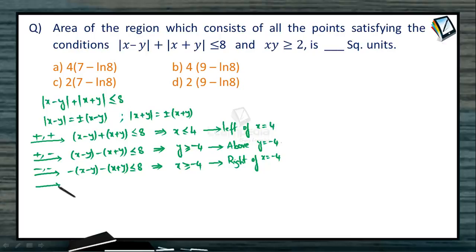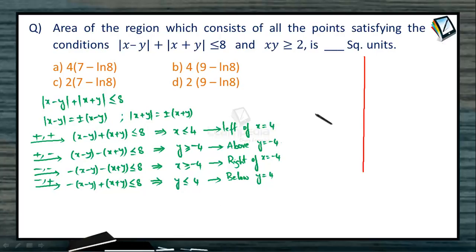Similarly, in the last case, when x − y is opened with a minus sign but x + y takes a positive sign, then −(x − y) + (x + y) ≤ 8. This results in y ≤ 4, which denotes the region below the line y = 4. If you look at all 4 cases, there are 2 lines parallel to the y-axis and 2 lines parallel to the x-axis. So how will the region look for all x and y which satisfy the inequality |x − y| + |x + y| ≤ 8?